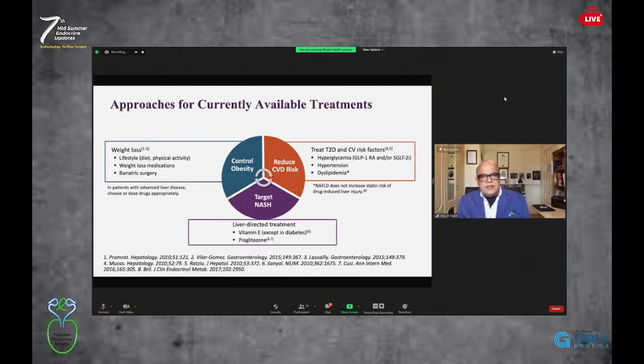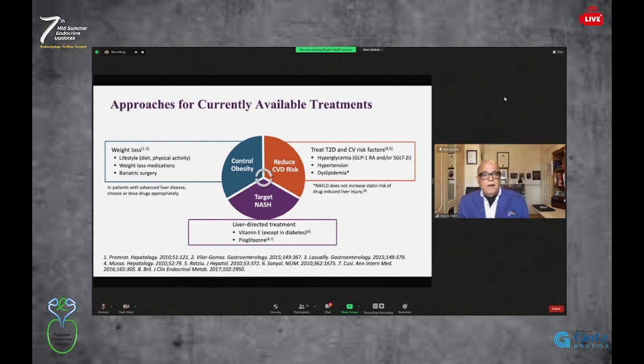So what we can do in terms of the management, and this is where the role of the endocrinologist or the metabolic physician becomes extremely important, especially in the current state of drug development and availability. So there are three important wheels in terms of treatment of NAFLD. One is around controlling obesity. So this is either through lifestyle or diet, mostly through hypocaloric diet, although you've got to be careful.